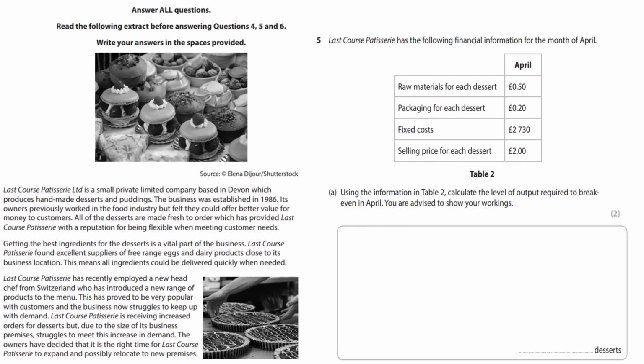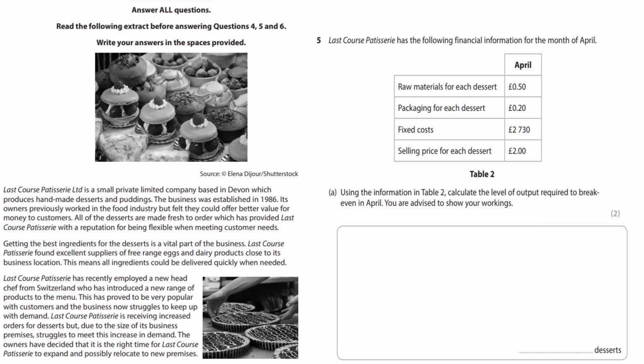On to a calculation question. Last Course Patisserie has the following financial information for the month of April. Raw materials for each dessert, 50p. Packaging for each dessert, 20p. Fixed cost, £2,730. Selling price for each dessert, £2. Using the information in Table 2, calculate the level of output required to break even in April. You are advised to show your workings.